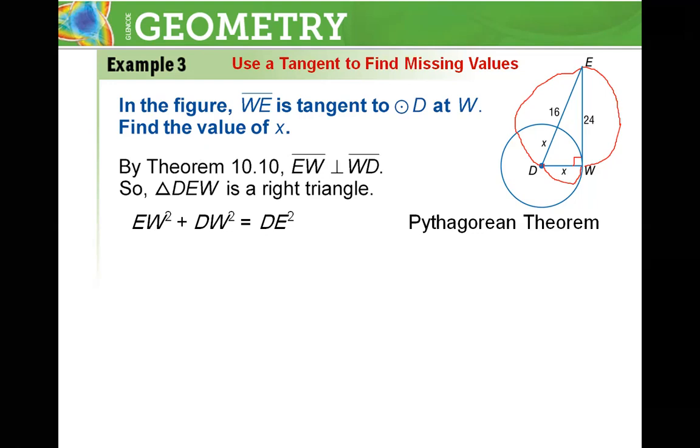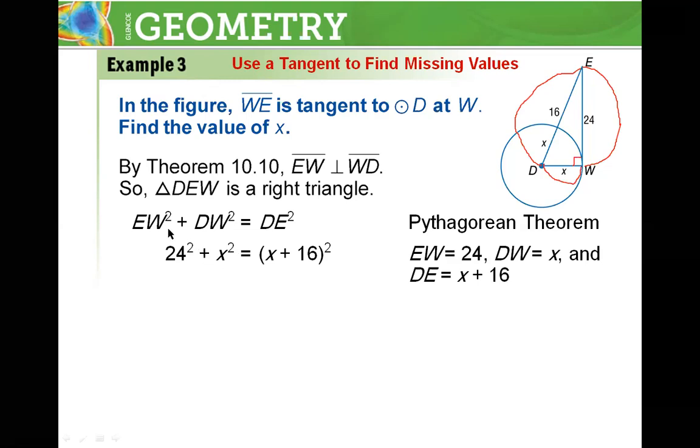And DW is X, so X squared. And DE equals what? 16, and this part is 16, the upper part. And the down part is X. So 16 plus X. So now I write 24 squared plus X squared equals 16 plus X all squared. As Abdullah said, I'm getting the information from the given. The given said that I have a right angle triangle.